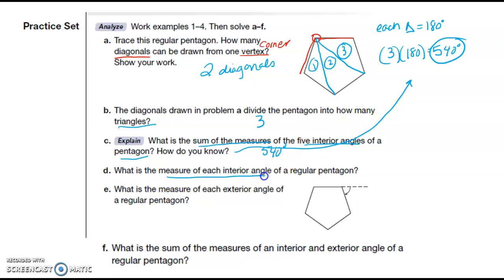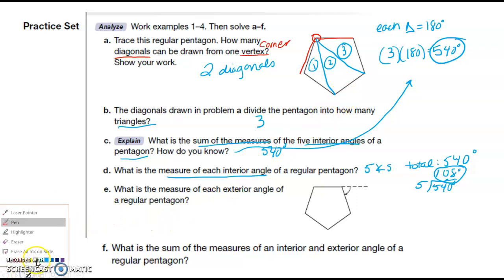And then it says, what's the measure of each interior angle? So I know that I have 5 angles, and I have a total of 540 degrees. So I'm going to have to divide that to find out what each angle is. And I get 108 degrees. So that means that each one, let me pick a different color, each one of these angles is 108. Okay, you get the picture.